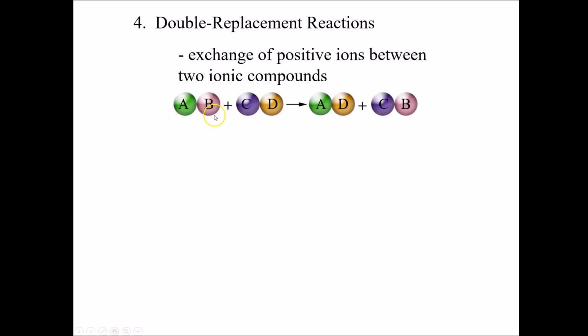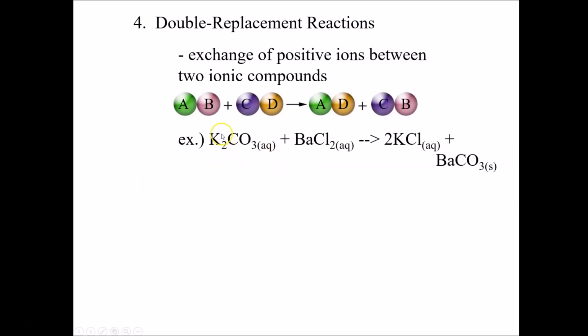So A and B go to the prom together. C and D go to the prom together. At the end of the night, A goes home with D and C goes home with B, right? Because they didn't obviously like their dates, so they went home with each other's dates. So that's kind of what's happening in a double replacement reaction.